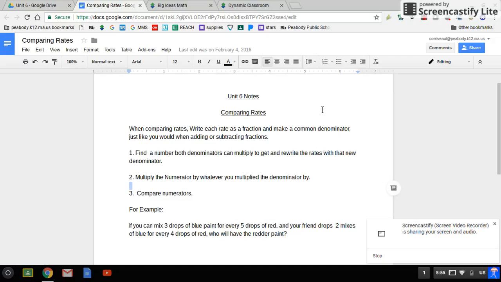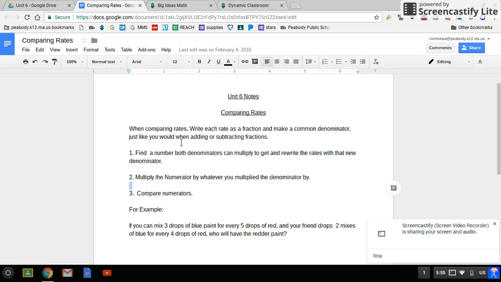compare them. So when comparing rates, write each rate as a fraction and make a common denominator, just like you would when adding or subtracting fractions. So remember back in fifth grade, when you're adding or subtracting fractions, they have to have the same exact denominator. We're going to do the same exact thing for rates. So rates are pretty much fractions with labels, so we could do it the same way.